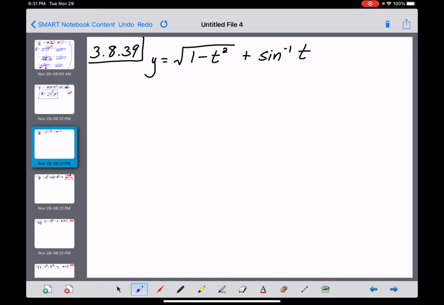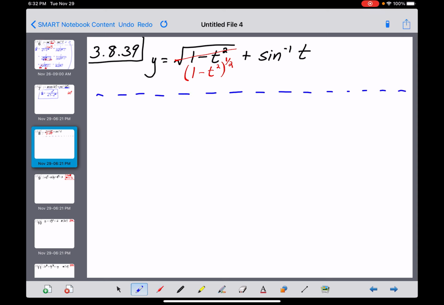You've got this nasty function right here: y equals the square root of 1 minus t squared plus the inverse sine of t. But if I remember this problem right, some cool things are going to happen that are going to make this derivative kind of interesting. The first thing I would probably do here, guys, is rewrite this square root of 1 minus t squared as 1 minus t squared, all taken to the 1/2 power. I think that's going to make our derivative a little bit easier to come up with.